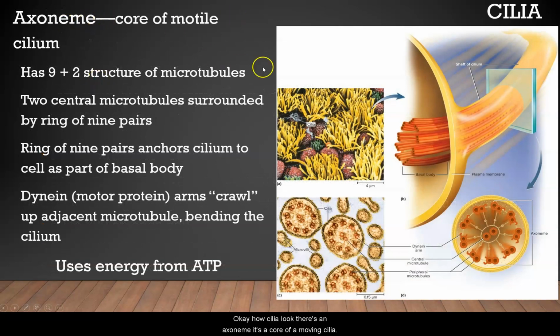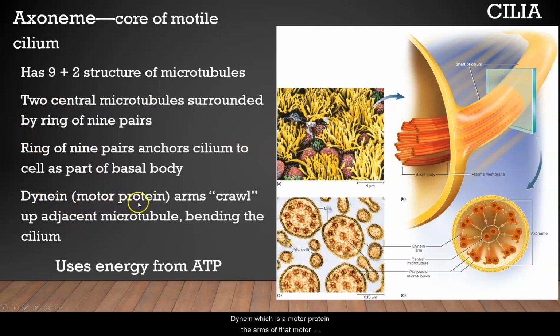Okay, how do cilia look? There's an axoneme. It's the core of a moving cilium. It has this very famous 9+2 structure of microtubules. Here's what that looks like. 2 surrounded by 9 pairs. Okay, so whenever you think about 9+2, you're thinking about the core of a cilium.